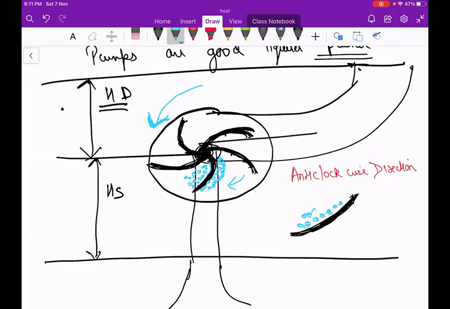So due to torque generation and all that, there may be chances that it can break from here, due to extra load. But if the fluid particles are here, there is no chance of breaking. The mechanical strength will be high. So that is why it will be in the anti-clockwise direction.